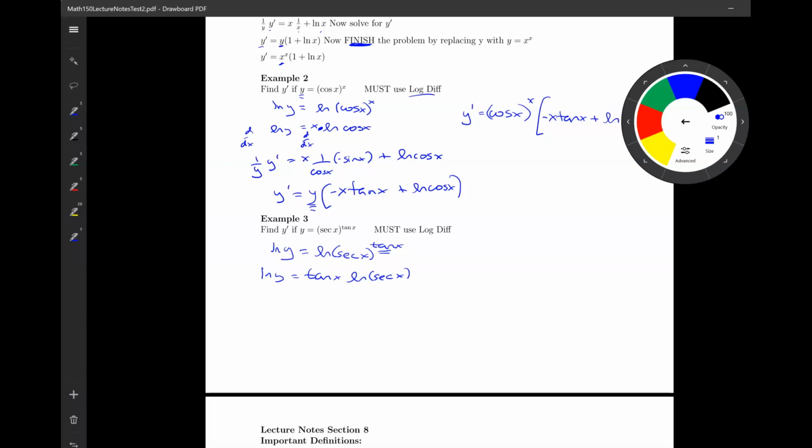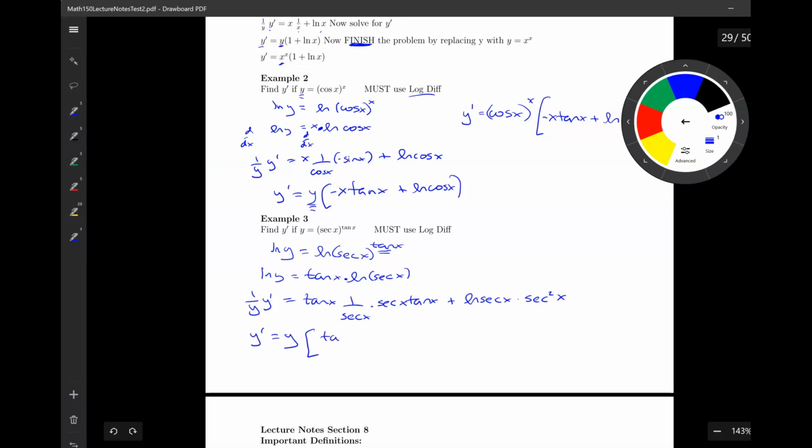So now I'm going to take the derivative with respect to x. So I get 1 over y, y prime. This side I'm going to have product rule. So first, derivative of the second plus second derivative of the first. And then I'm going to multiply through by y. So the secants cancel, so in this one I get tangent squared of x.